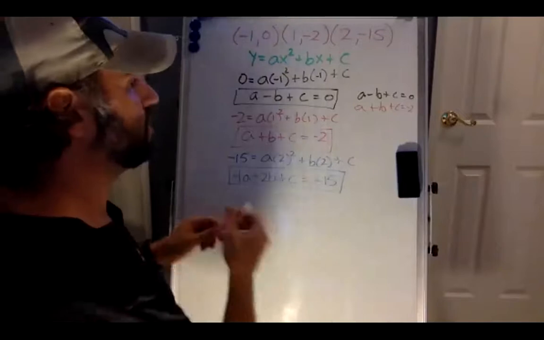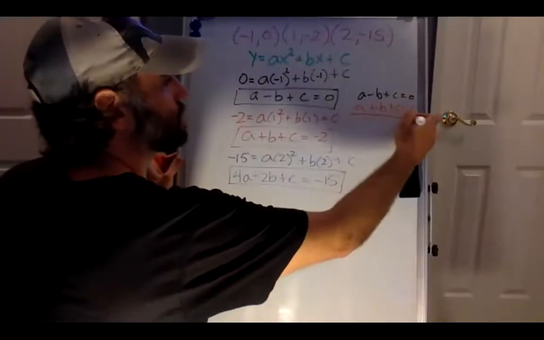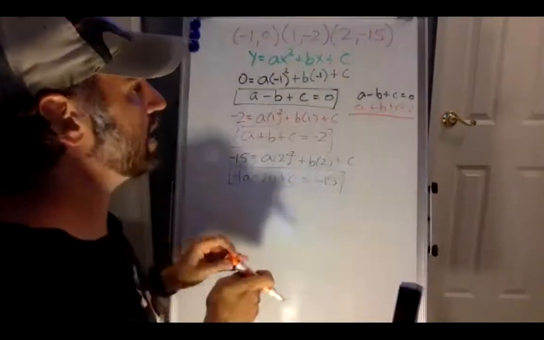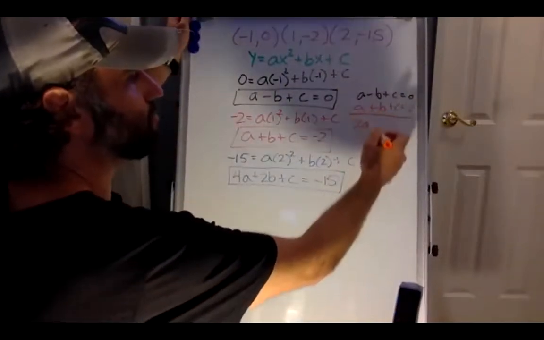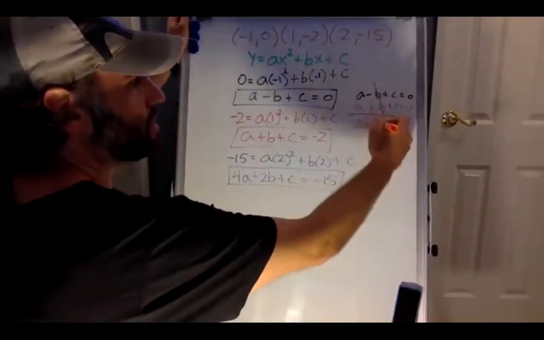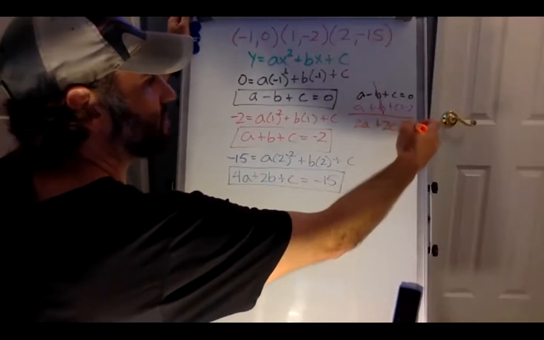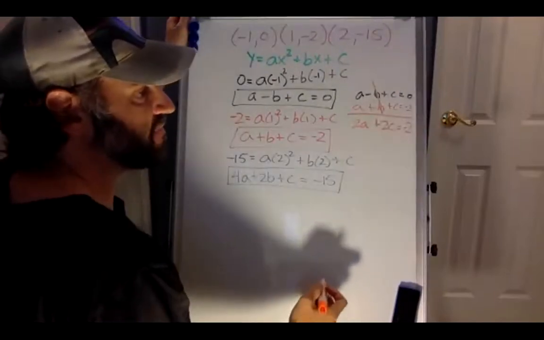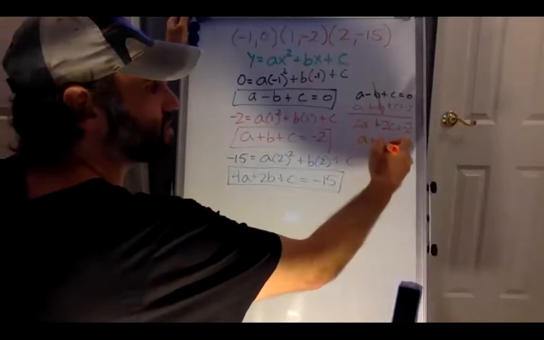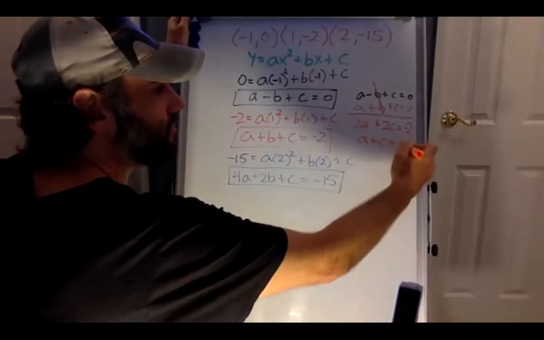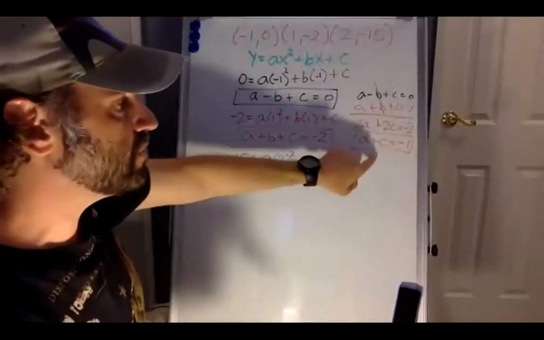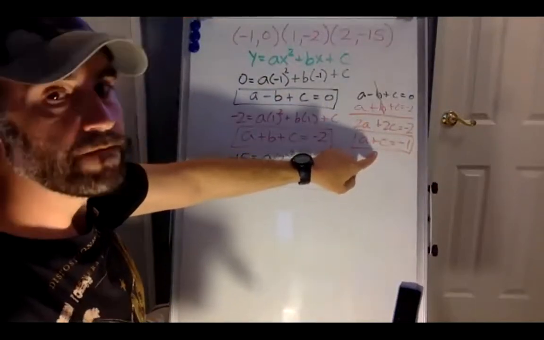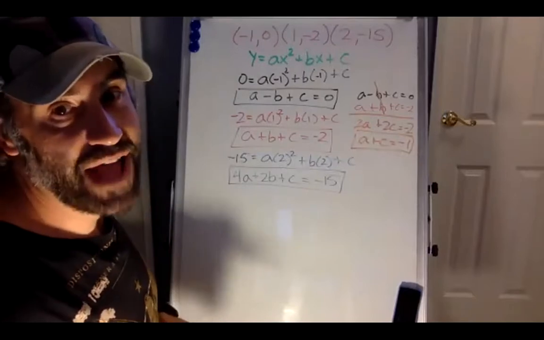Jeez. Now I'm going to get orange. Watch this. I'm going to get a new equation from combining black and red. Add them. 2a, b's cancel, plus 2c is equal to -2. And I'll simplify that. Divide everything by 2. A plus c is equal to -1. I now have a new equation. It is only 2 variables. See that?